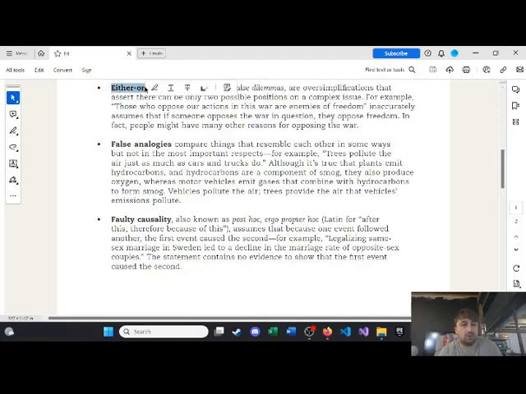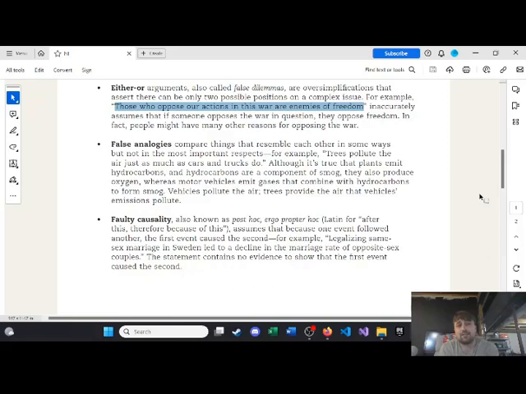Next, we have either-or. This is also called a false dilemma or an oversimplification. So here we're basically saying you either do this or you do that. What could be a fallacy about that? Well, maybe there aren't just two possible choices. Maybe there are more than two. So let's look at an example. Those who oppose our actions in this war are enemies of freedom.